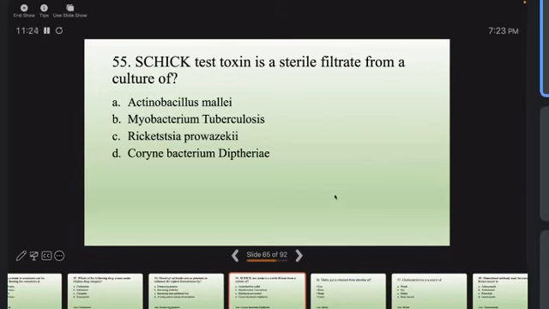Now can anyone tell me how the Schick test is done? Why is the Schick test done? Diagnosis for diphtheria, yes, but for you to remember, is there any instance or history that you're aware of? No? Okay, so what the Schick test basically does is use a diluted diphtheria toxin.